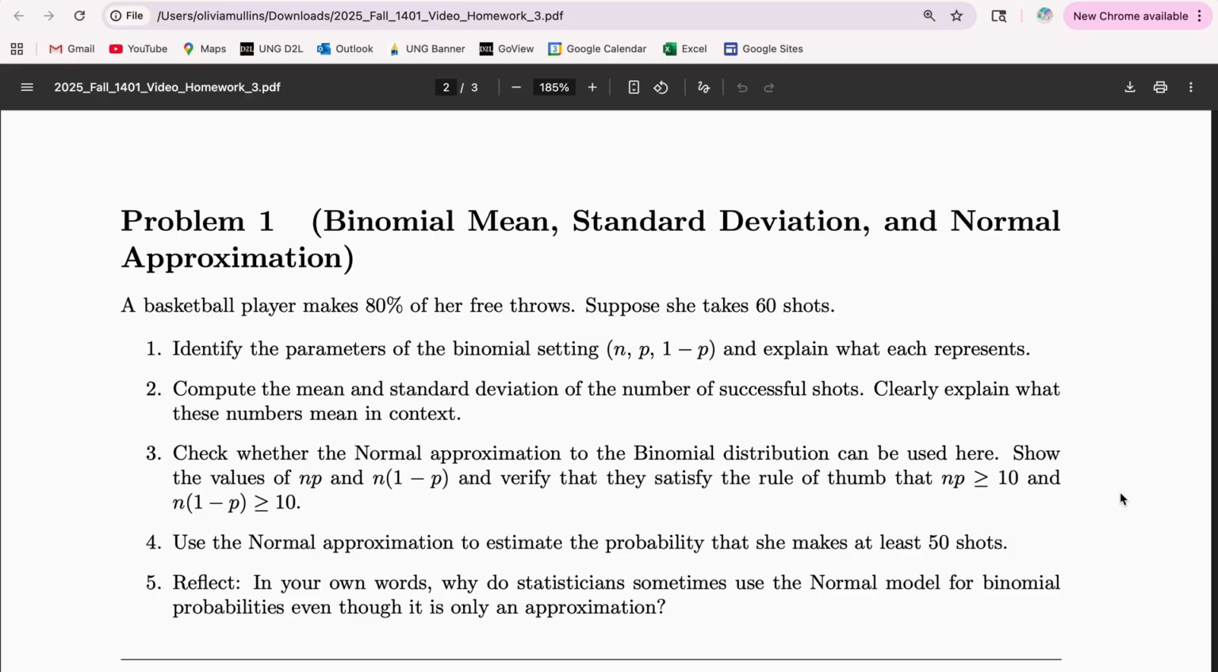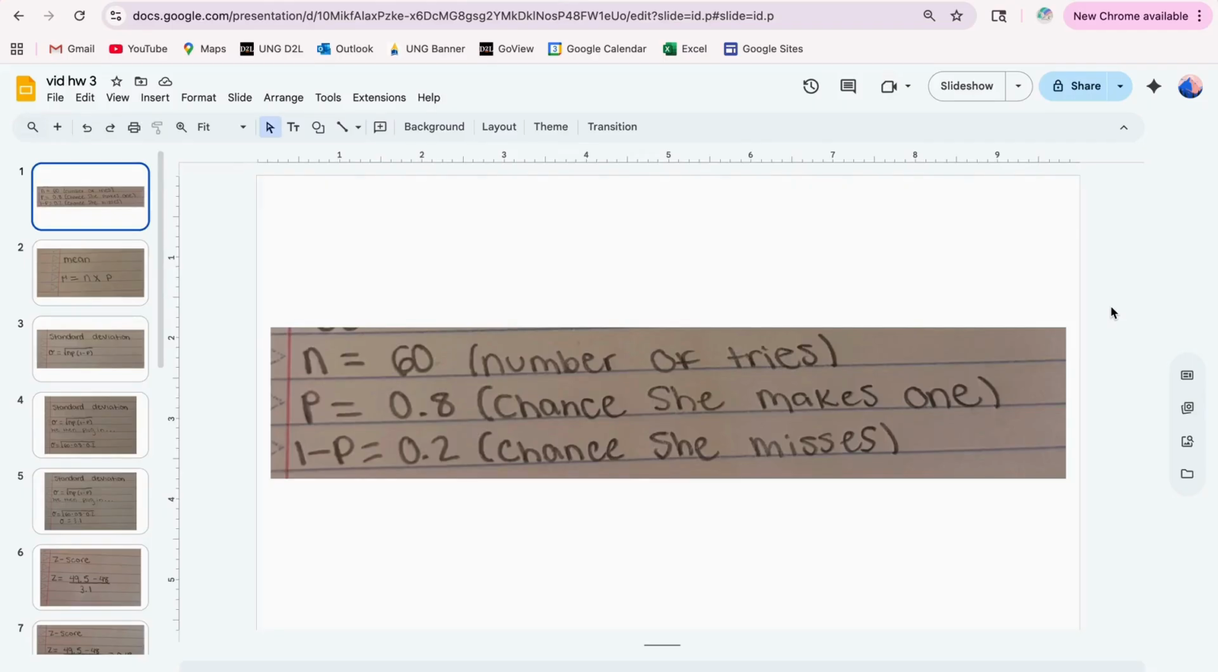For part 1 of this problem, it says identify the parameters of the binomial setting n, p, and 1 minus p, and explain what each represents. So, as you see here, n equals 60, which is the number of tries, p equals 0.8, which is the chance she makes one, and 1 minus p equals 0.2, which is the chance she misses.